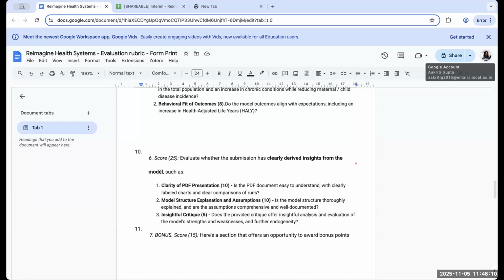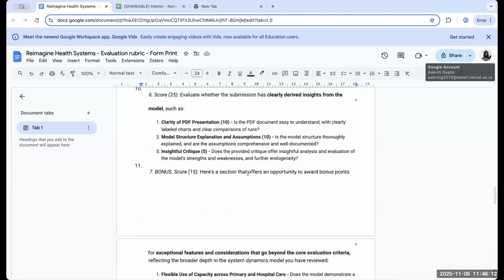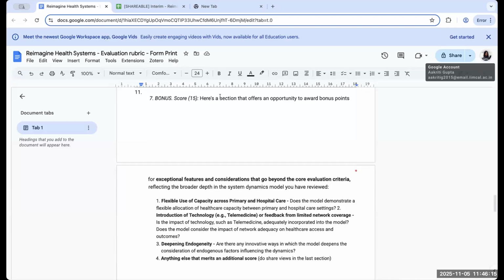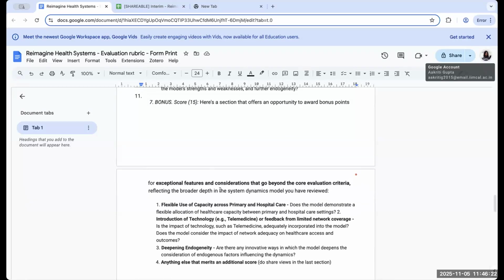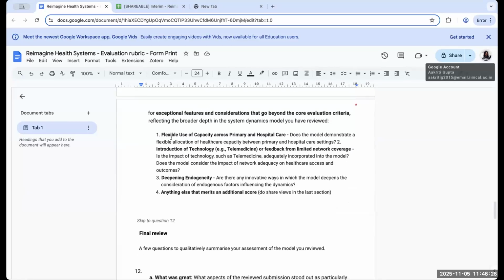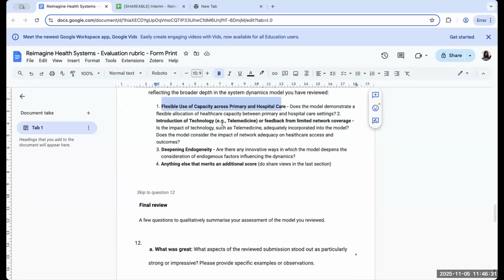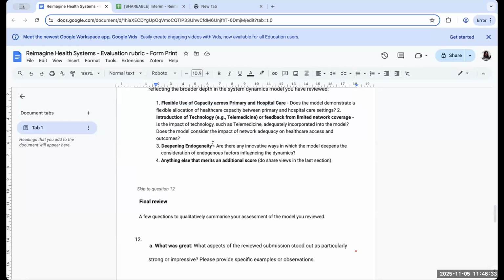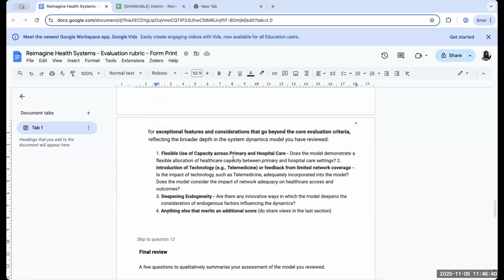They presented a PDF presentation as well along with this. And then a bonus score, which I feel, how do you enable flexibility in a rubric as structured as this, right? So are there any exceptional features and considerations that go beyond the core evaluation criteria? And so within this, is there any flexible use of capacity? Have they deepened endogeneity in some interesting way? Anything else that merits an additional score? So any interesting things that you can think about, just drop it over here.